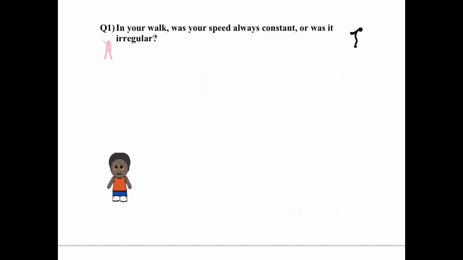Alright, so on to the questions. In your walk, was your speed always constant or was it irregular? So guys, in this lab, we intentionally made you do an irregular walk on purpose, because we eventually wanted you to see the difference between average and instantaneous speed or average and instantaneous velocity.